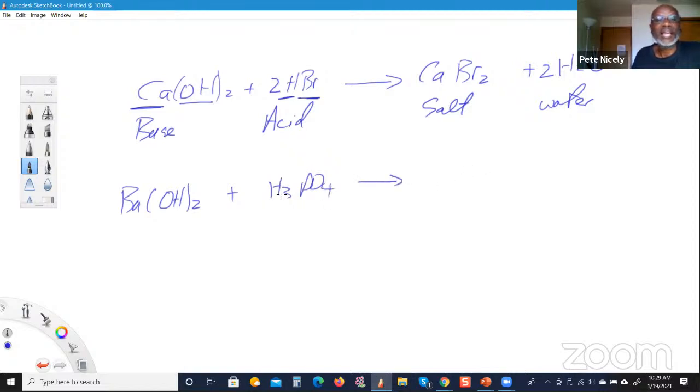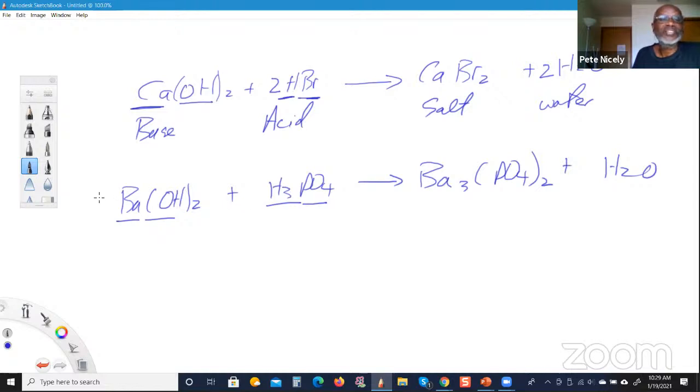Again, same principle applies. The barium will come together with the phosphate. Now, when the barium comes together with the phosphate, the formula becomes Ba3(PO4)2. And the hydroxide will come together with the hydrogen to form H2O, all right? And then we have to balance this equation.